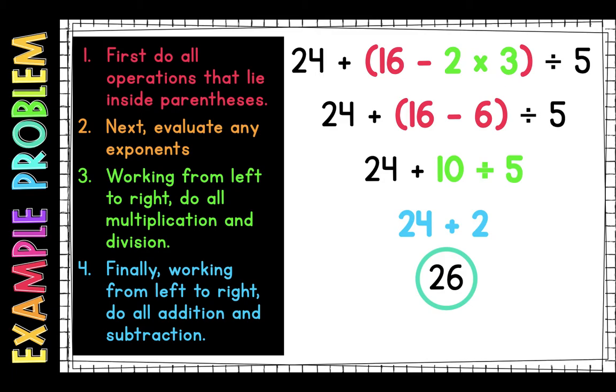And just to review, we started with the parentheses, but because the parentheses had subtraction and multiplication inside, we needed to do the multiplication first. Then we still worked through the parentheses since we did that subtraction. And then we were able to move on, do any division or multiplication, and do any addition or subtraction.